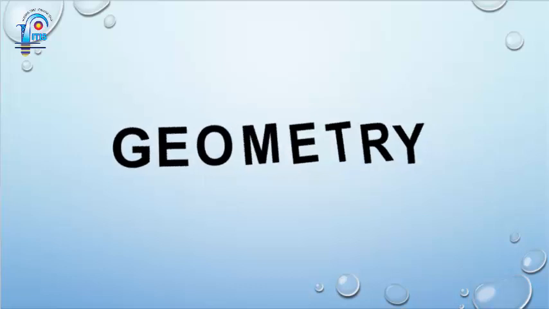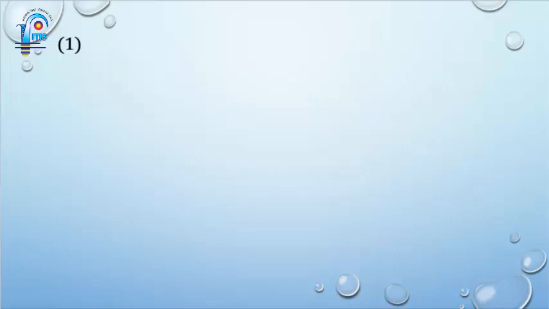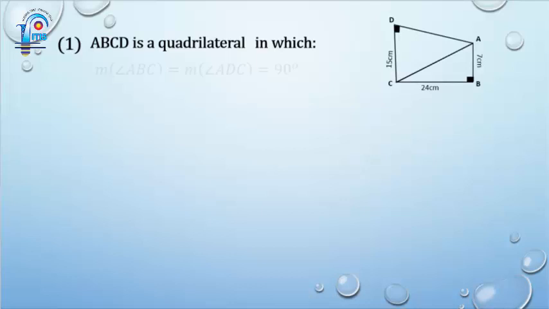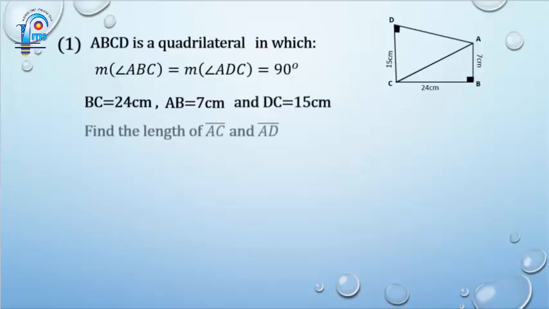The geometry. Okay, question number 1. ABCD is a quadrilateral in which measure angle ABC equals measure angle ADC equals 90 degrees, BC equals 24 centimeters, AB equals 7 centimeters and DC equals 15 centimeters. Find the length of line segment AC and line segment AD.